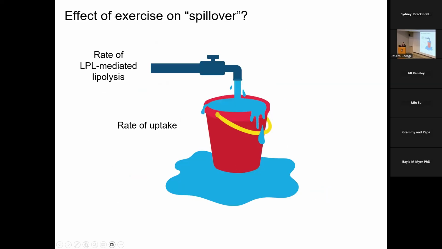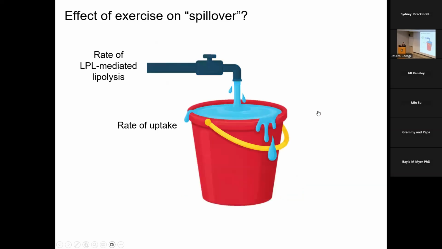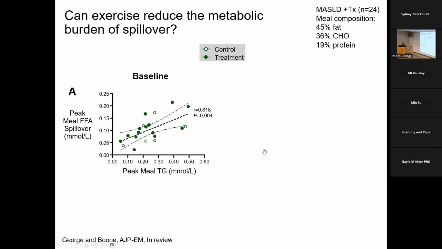So this brings me back to asking, is there anything that we can do to reduce or minimize the metabolic burden of spillover? In order to reduce spillover, we either need to slow the flow or the rate of LPL-mediated lipolysis, or increase the rate of uptake or the capacity, so the size of our bucket. We hypothesized that exercise increases the uptake of fatty acids into peripheral tissues, which reduces spillover. Park's lab and Rector lab have talked a lot about how exercise can lower liver fat. My data suggests that this is one way that muscle can use meal fat to lower liver fat and protect the liver.